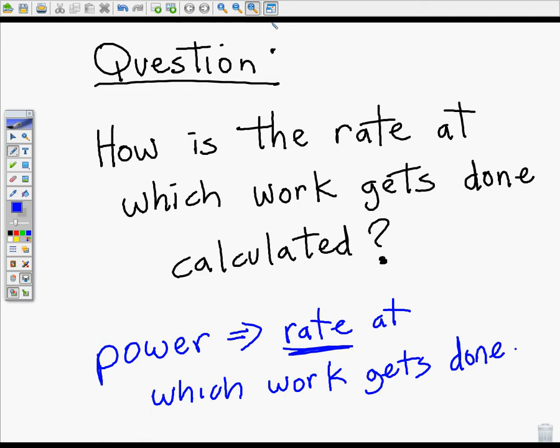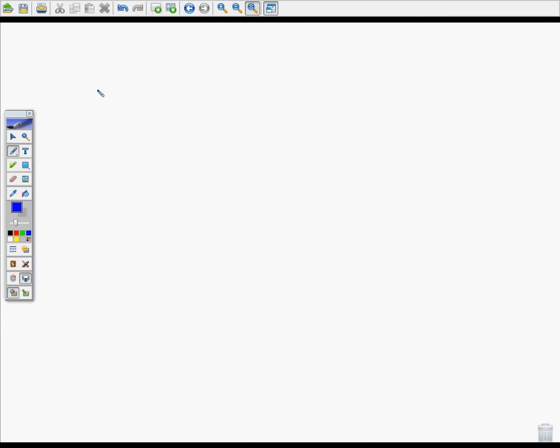Or when we calculated acceleration. Acceleration was the rate at which velocity changed. Think back to the corresponding formulas for those rates, and if you apply the same technique, you should be able to write the formula for power. Since power is how fast work gets done, does anyone want to speculate on the formula for power?